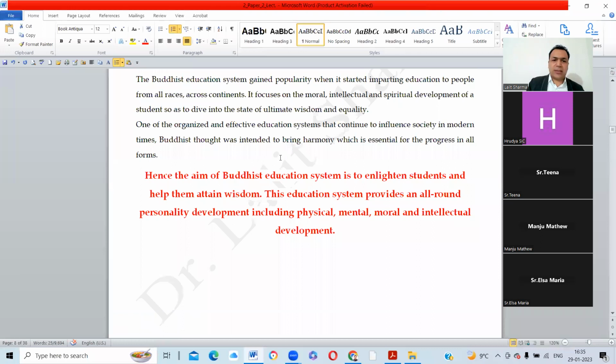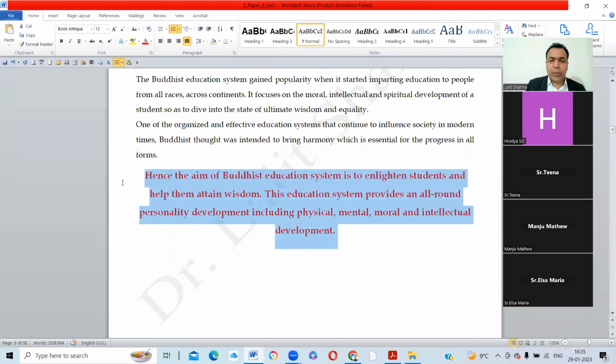So guys, you have to write this. Then the goals of the Buddhist system. And in the last, as I have told you, in 4, 5, 6 lines, you have to talk about the conclusion. So what was the conclusion? The aim of the Buddhist education system is to enlighten students and help them attain wisdom. Right? This education system provides all-round personality development, including physical, mental, moral, and intellectual development.